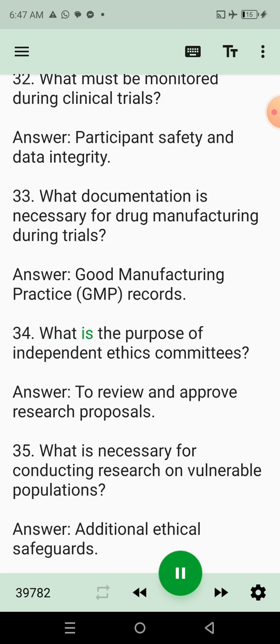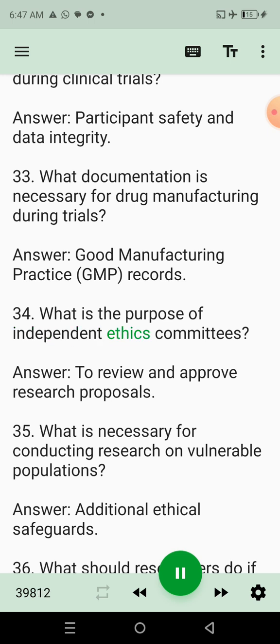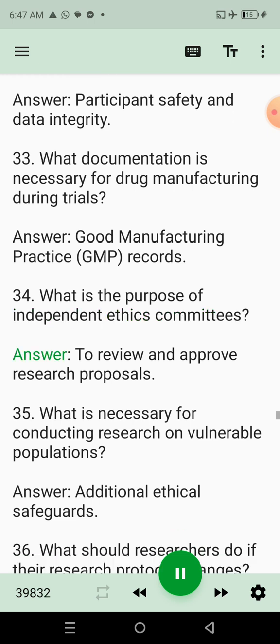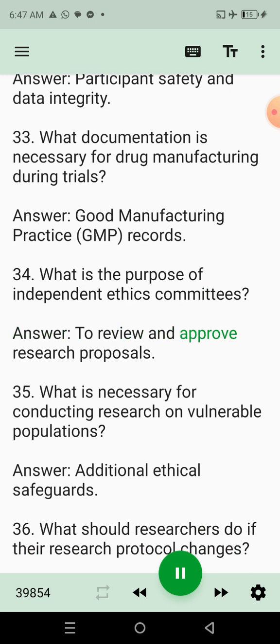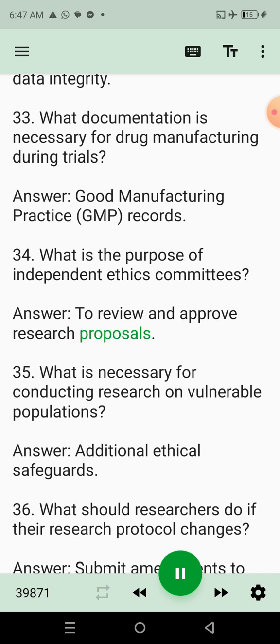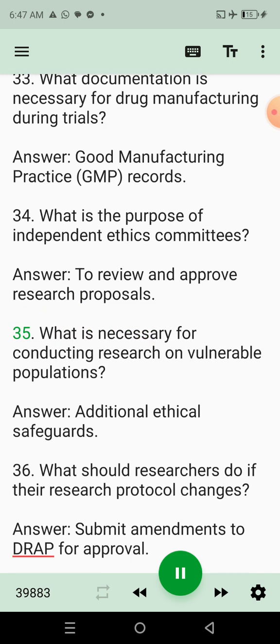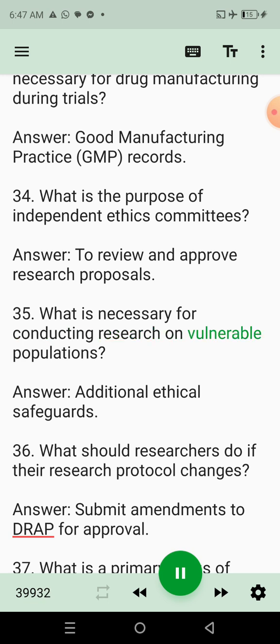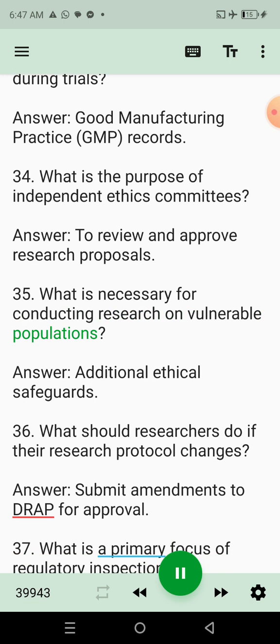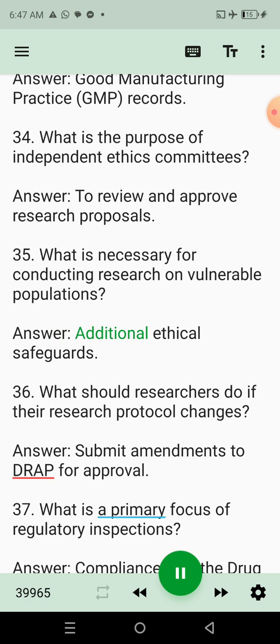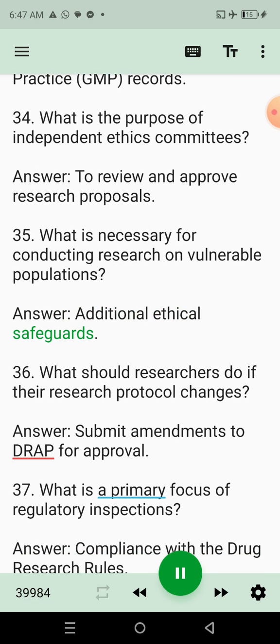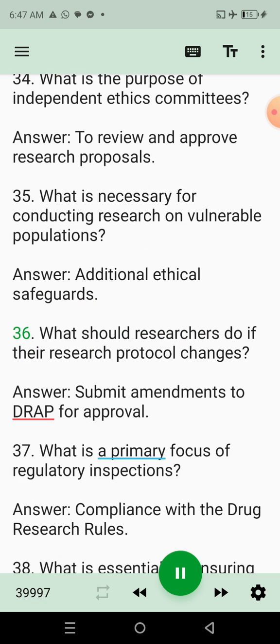34. What is the purpose of independent ethics committees? Answer: to review and approve research proposals. 35. What is necessary for conducting research on vulnerable populations? Answer: additional ethical safeguards.